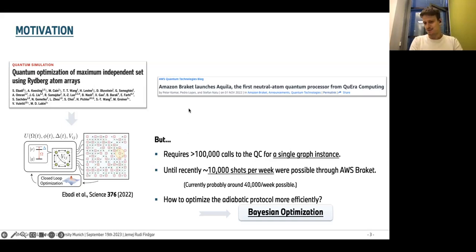So the question that I asked myself was, how can I do this more efficiently? I cannot wait for 10 weeks to optimize adiabatic protocols for a single graph, as this won't allow me to write any papers and finish my PhD anytime soon. And this is how I got to Bayesian optimization.